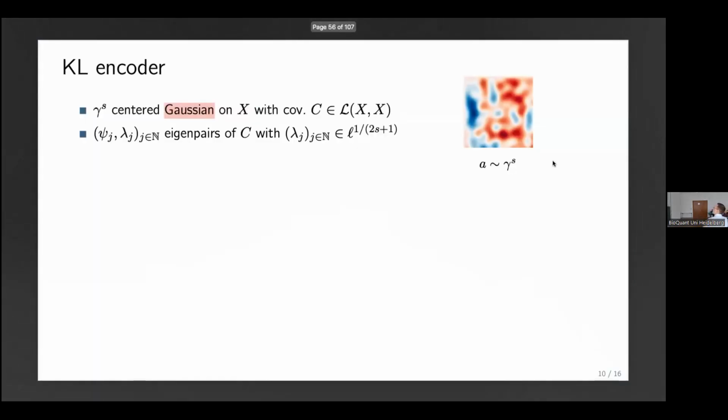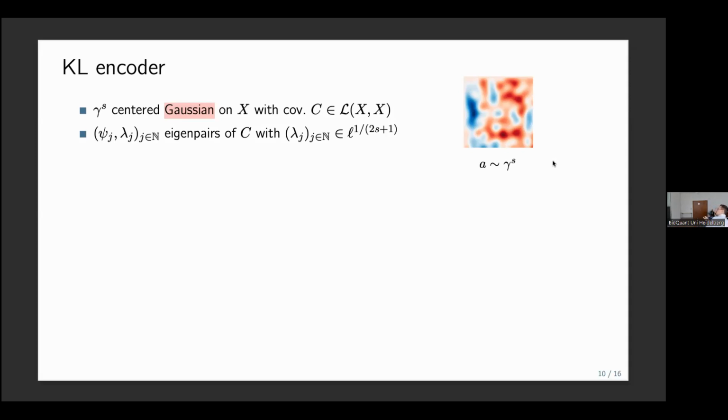But let me make this a bit more precise. I assume in the following that gamma_S is a centered Gaussian measure on X, so it's a Gaussian measure on this Hilbert space. Without going into too much detail, a Gaussian measure on a Hilbert space, just as a Gaussian measure on R^n, is uniquely defined by two things, its mean and its covariance. The covariance in this case is a bounded linear operator from X to X. In particular, it's a self-adjoint trace class operator. As such, it has eigenvalues lambda_j and corresponding eigenfunctions psi_j that are orthonormal.